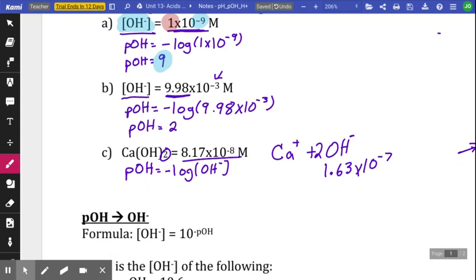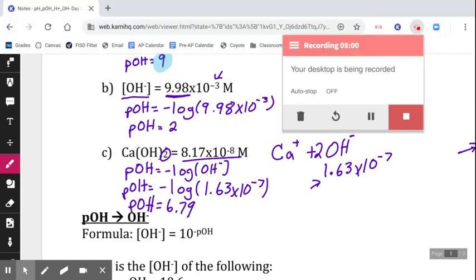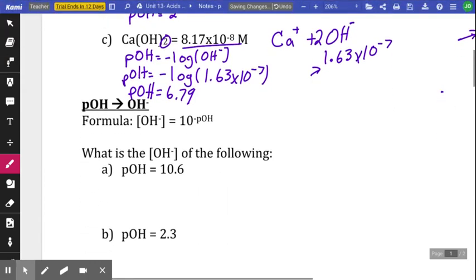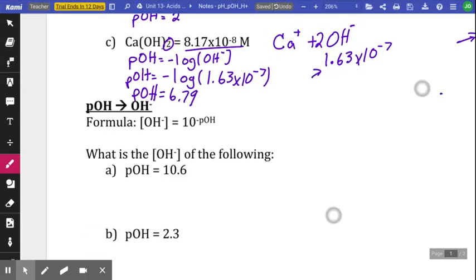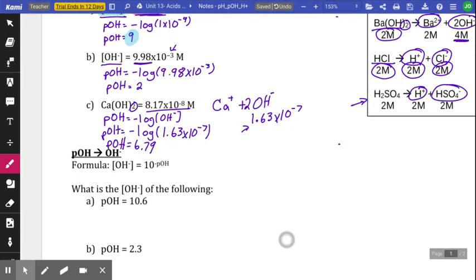Now I can take this number and actually plug it in. So pOH equals the negative log of 1.63 times 10 to the negative 7. I'm going to plug that into my calculator, and I'm going to end up with 6.79. That's how you would solve for the power of hydroxide, the pOH, if you're given the hydroxide concentration.